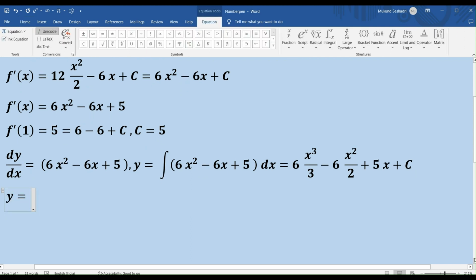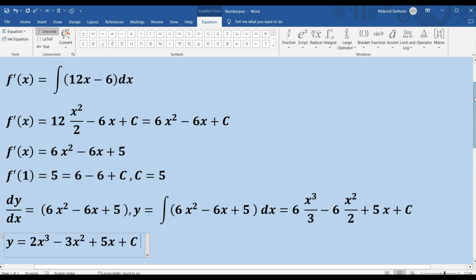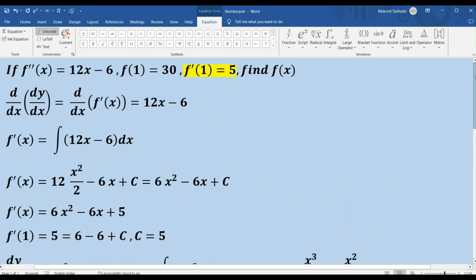My y equals 6x cubed by 3, which becomes 2x cubed. And then I have 6x squared by 2, which becomes 3x squared, plus 5x plus c, right? So that's my y, but then my y has a constant c now, and we'll have to figure out what that arbitrary constant is. I go back to my question.